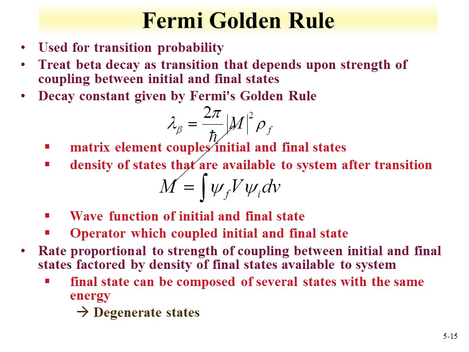This matrix element and this density of states are just wave functions of the initial and final state, and this operator here, which couples the initial and final state. Fundamentally, the rate is proportional to the strength of coupling between the initial and final states, and includes this density of states. The final state can be composed of several states with the same energy. This is classic in quantum mechanics. These are called degenerate states, so states with the same energy. If I have a number of states with the same energy, that's going to improve the probability of decay.